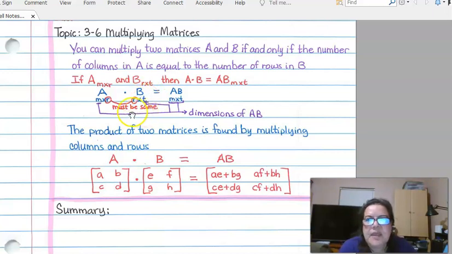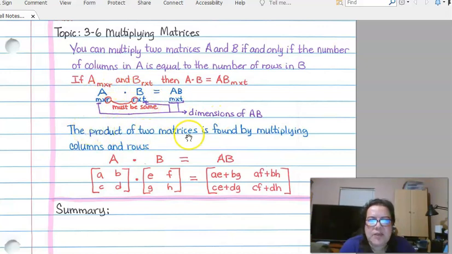So first you check, are the inside numbers the same? In other words, are the columns here and the rows here the same number? In this case, it's a 2 by 2 and a 2 by 2. So there's a 2 and a 2. They must be the same. If that's the case, then yes, you can multiply them. And how big is it going to be? It's going to be determined by the numbers on the outside here and here. So your result would be an m by t matrix for AB.